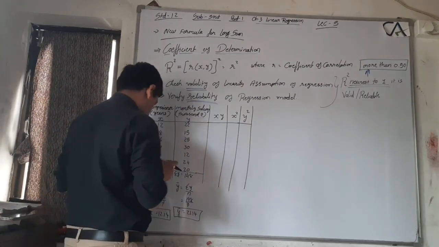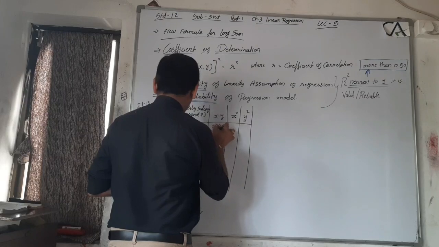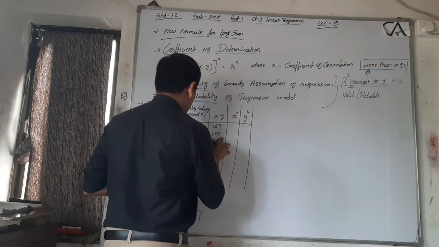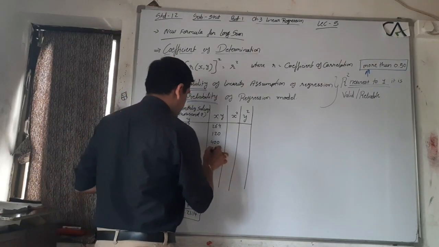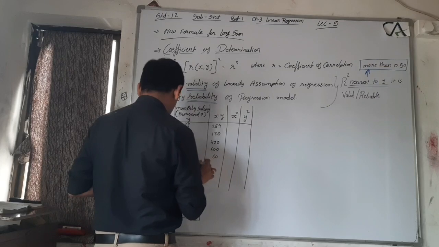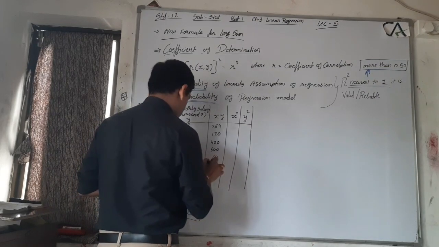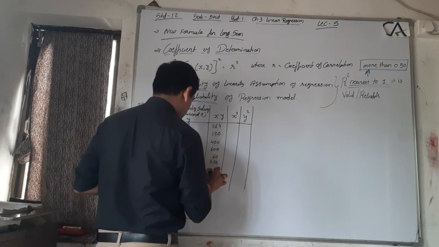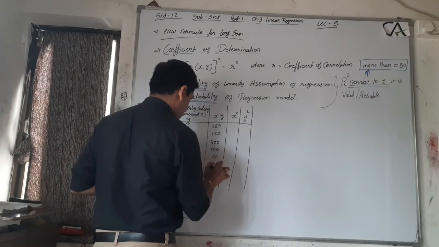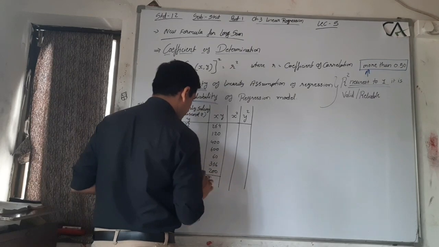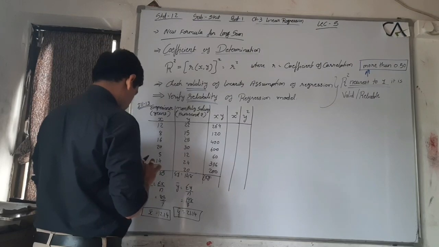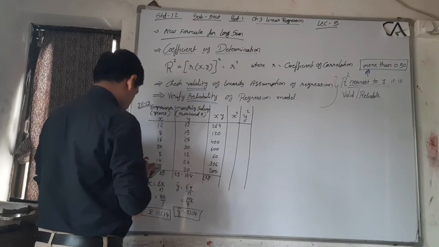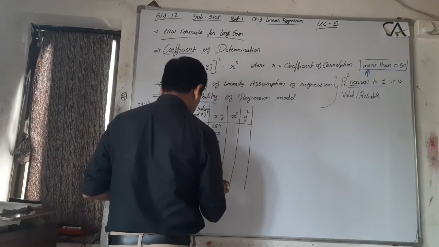12 into 22, that is 264, 120, 400, then 600, 60, 14 into 24, 336, and then 200. Make the total, sigma xy, is 1980.